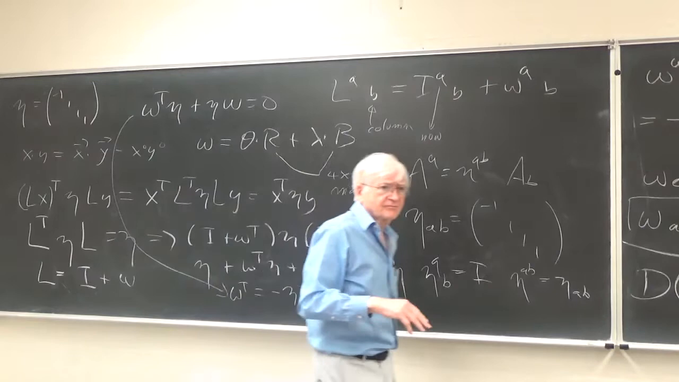But omega is a Lie algebra, right? But what? Omega is a Lie algebra.